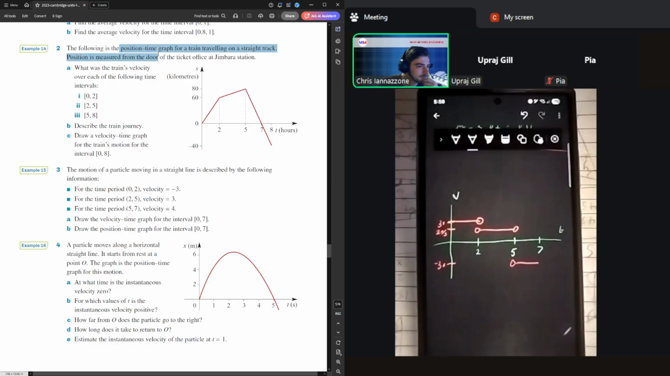It doesn't say that it's stopped, does it? Hang on. What's the actual story? Describe the train journey. I guess you'd have to say it stops at 8 hours. It seems intentional that it's stopping at 8 hours and not just continuing on forever. There's nothing else in the question to say whether or not it goes forever.